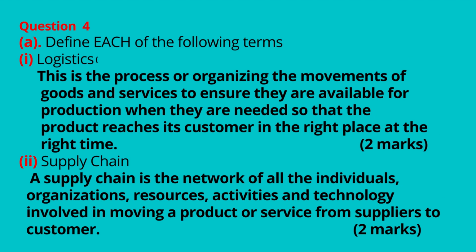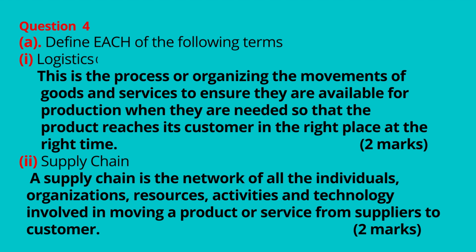Now we're at question 4. Question 4, part A, asking us to define some terms. So the first term is logistics. And when we talk about logistics, this is the process of organizing the movement of goods and services to ensure they are available for production when they are needed, so that the product reaches its customers in the right place at the right time.